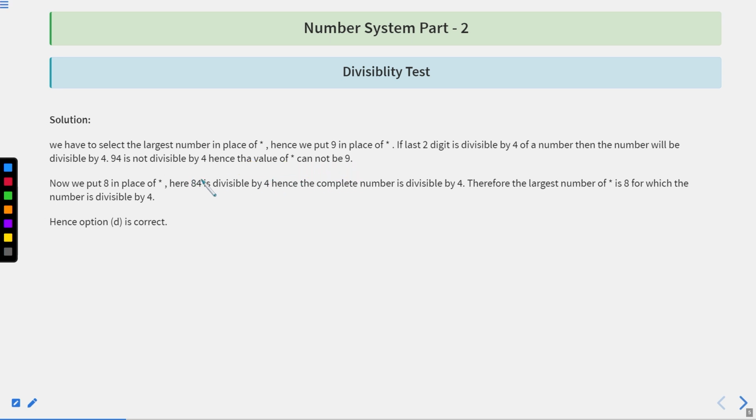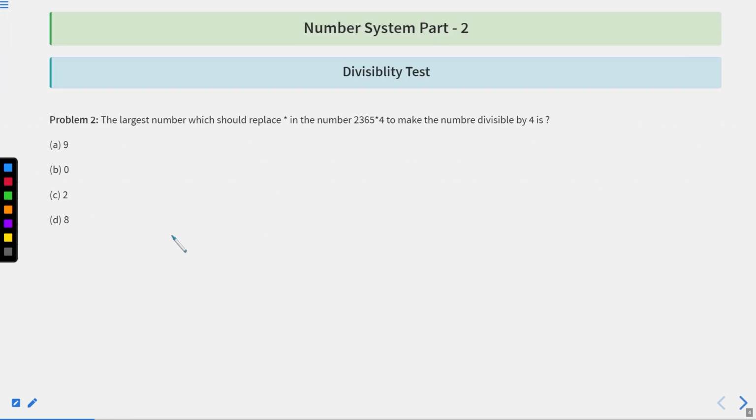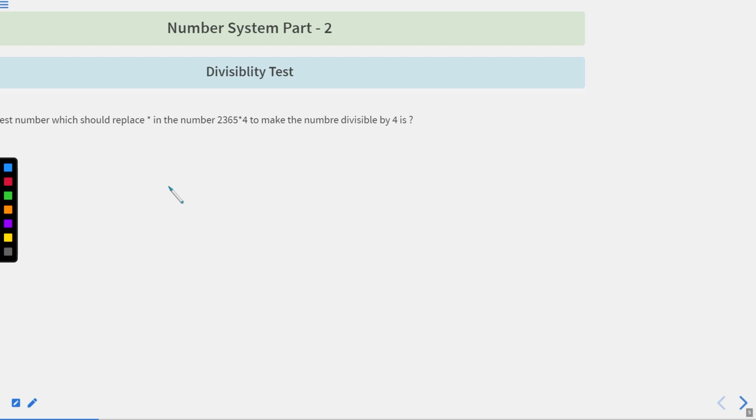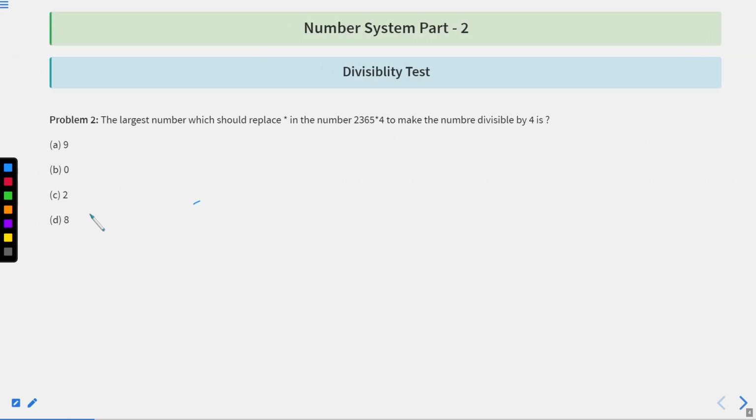Now let us see what other possibility we have. If I put 8 in the place of star, here 84 is divisible by 4, hence the complete number is divisible by 4. We are applying the divisibility test here. So the largest number is 8, for which the number is divisible by 4. The correct option should be 8, that is option D.